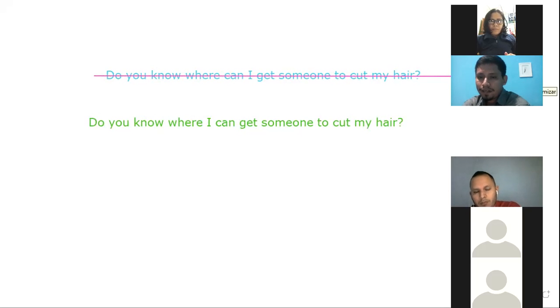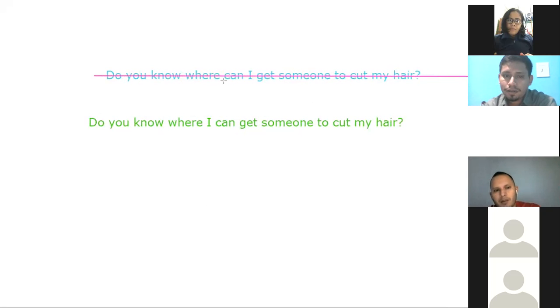So in this sentence, Ms. Sandoval, you were asking about it. In this sentence, we have to change the order of the auxiliary verb with the pronoun that we have here, that is "I." We have to be really careful while writing questions in the order that we need to structure them, because there is something important. If we're making questions and we're using "do," it's going to be at the beginning. Then after that, we use the subject and the information that we want to ask. In this case, it is, "Do you know where I can get someone to cut my hair?"